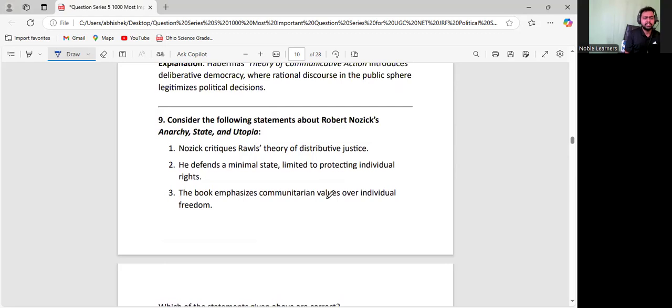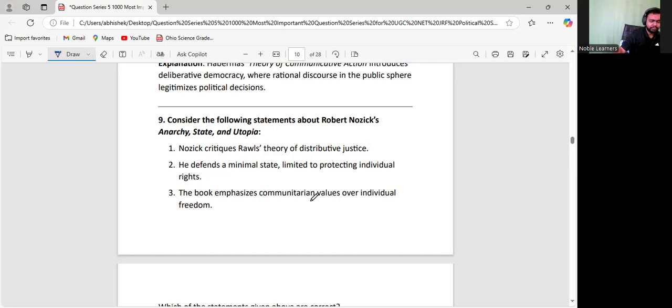Okay, over here, consider the following statements about Robert Nozick's Anarchy, State, and Utopia. So Nozick critiques Rawls' theory of distributive justice. Obviously, Nozick is a neoliberal thinker. He's definitely going to critique Rawls' theory of distributive justice, because he said that if a rich man is earning a lot of money, this is hard-earned money, then why are the rich people going to distribute their hard-earned money? If they are paying taxes, they must in lieu get some services from the state, because the state is a kind of entrepreneur, and the citizens are the clients, and clients are paying the money for the services, right? So this is what the logic argues.